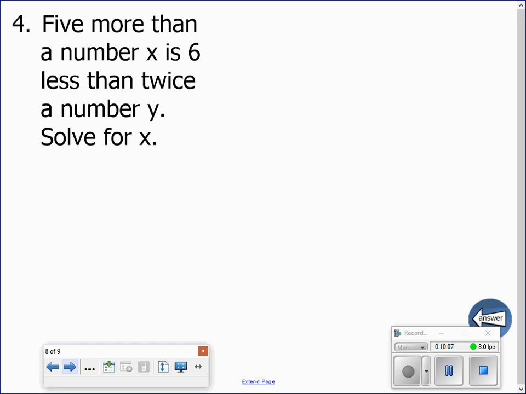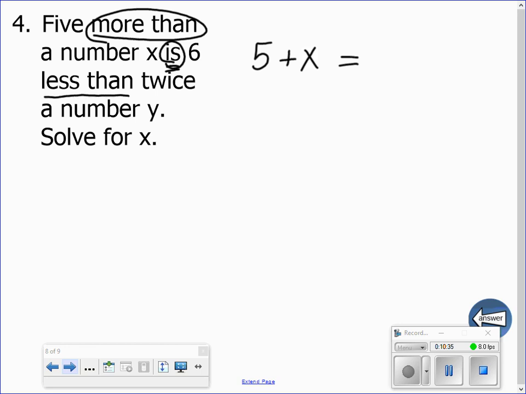Looking at example number 4, we have 5 more than a number is 6 less than twice a number y. So we have 5 more than a number x is, here's our equal sign, 6 less than twice a number y. So 6 less than says consider the twice a number y first and take 6 away from that. So here is our equation.